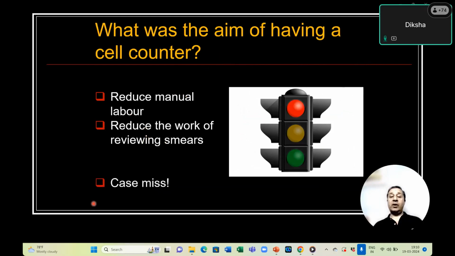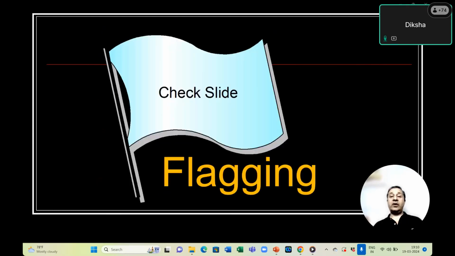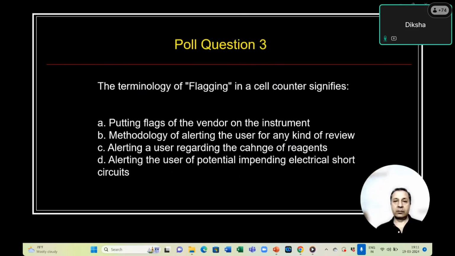You were worried about missing a case. This is what led to the concept of what is called flagging. And flagging here was to flag an event or a sample which had been passed through the hematology analyzer, to go and check the slide for any abnormalities which might be coming. So let's look at the question of flagging in a cell counter as to what it signifies.